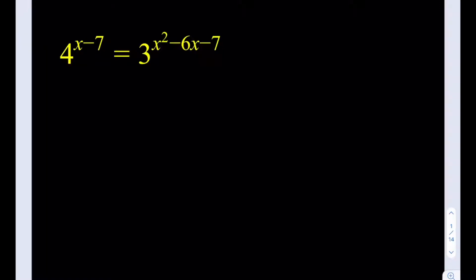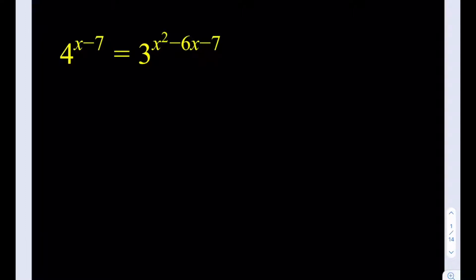Hello everyone, today we're going to be solving an exponential equation. We have 4 to the power x minus 7 equals 3 to the power x squared minus 6x minus 7, and we're going to be solving for real x. At this point, go ahead and pause the video and try the problem yourself first.